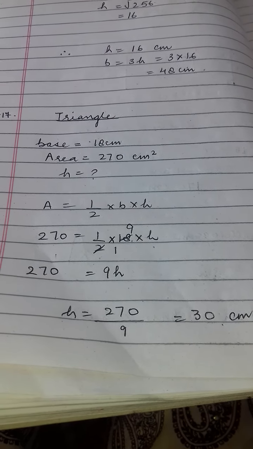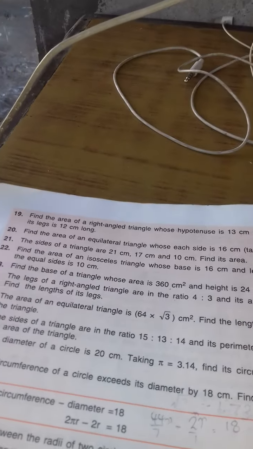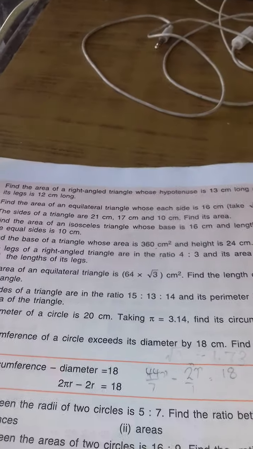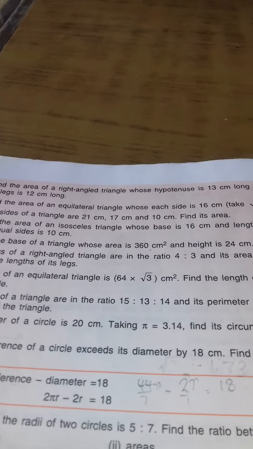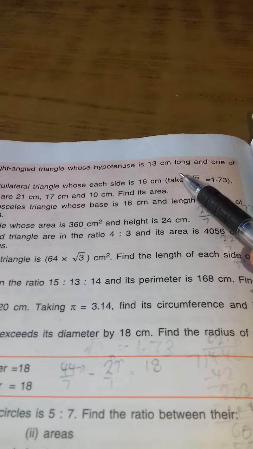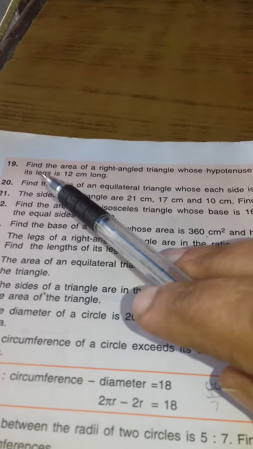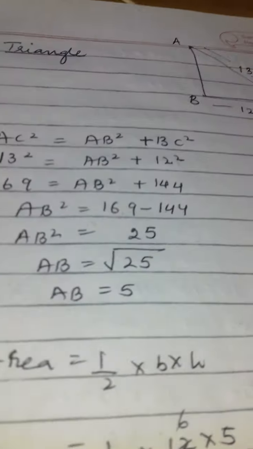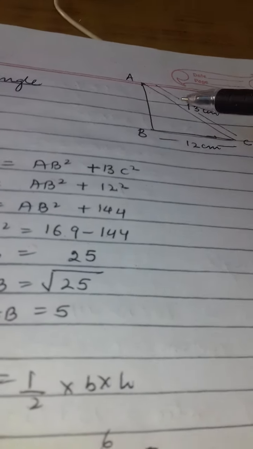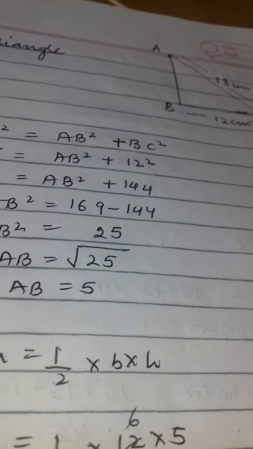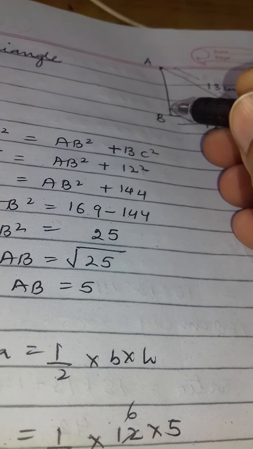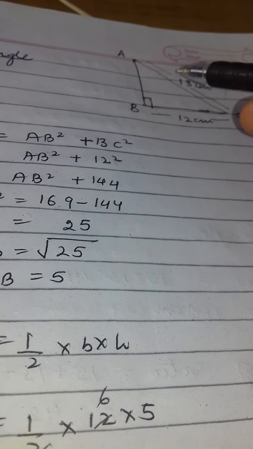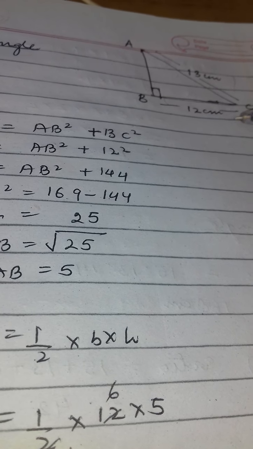I hope this question is clear, class. Now let's do question number 19. Find the area of a right angle triangle whose hypotenuse is 13 centimeter long and one of its legs is 12 centimeter long. Now children, he is telling you there's a triangle. I have drawn a rough figure for you, ABC. Right angled, he said, na? So one angle is 90 degree, and hypotenuse is 13 centimeter long, and one of the legs is 12.